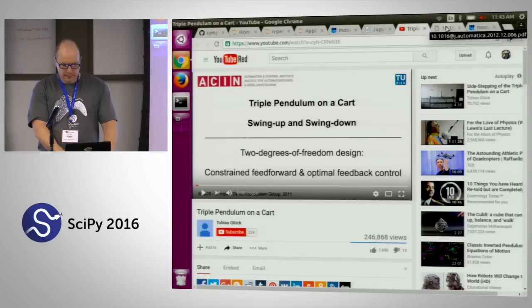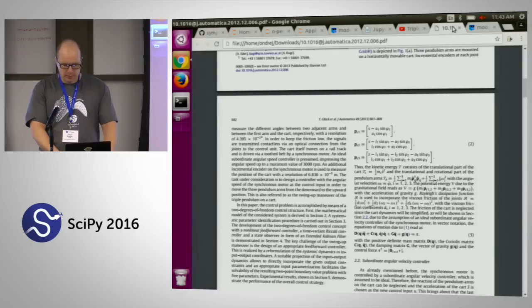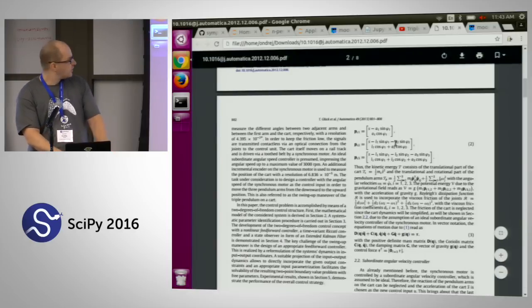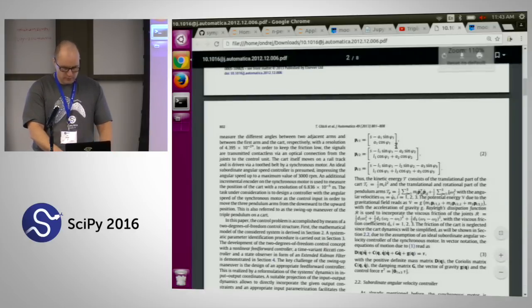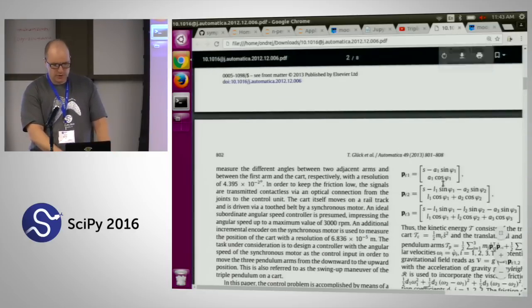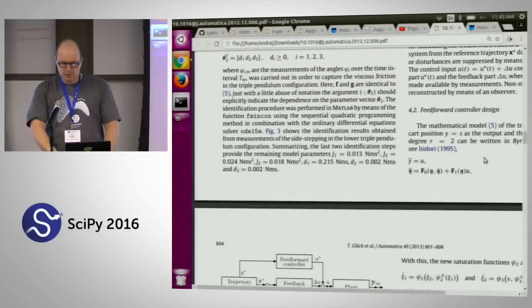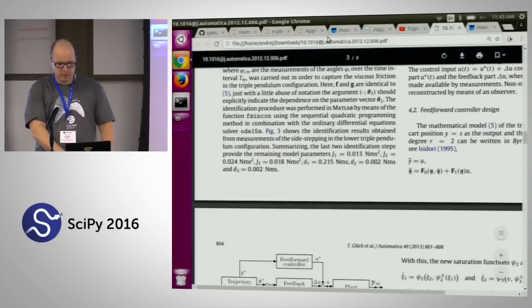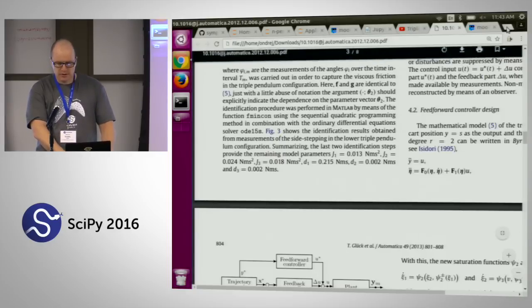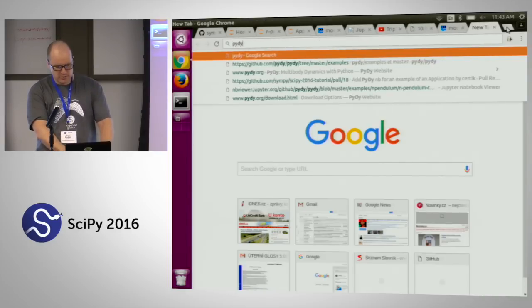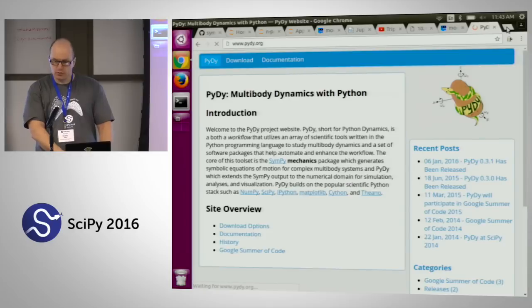They even publish this, so you can download the publication and you can see the equations of motion here. So they do it by hand. It's only 3 pendulums, so in this case they can do it by hand. But it's nice to be able to do this automatically. So people use it when they want to simulate a bicycle, for example. Then the equations are very complicated. You cannot do it by hand, and SymPy can do that. And the project that uses the SymPy mechanics is called PyDy, and there is a tutorial in the afternoon.